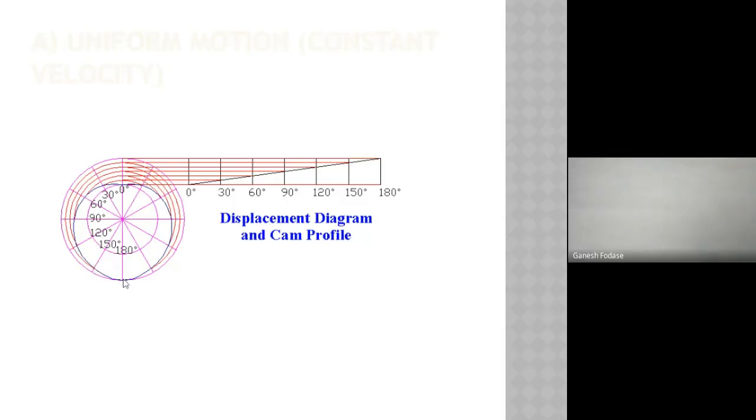It is here. Further at 180 degree, near about 160 only, it is stationary. For some period of time, it is stationary. And then again, it returns. It moves back. You can see here. And it again becomes 0. So if I draw it for a return stroke, it will be constant and then it will be 0. So this is displacement diagram of a cam profile for a uniform motion.